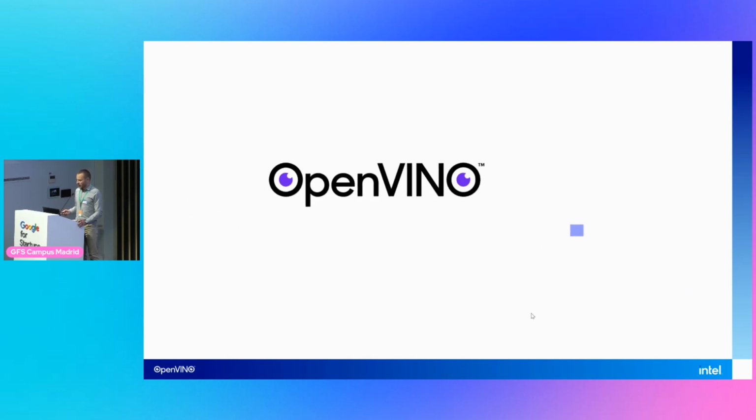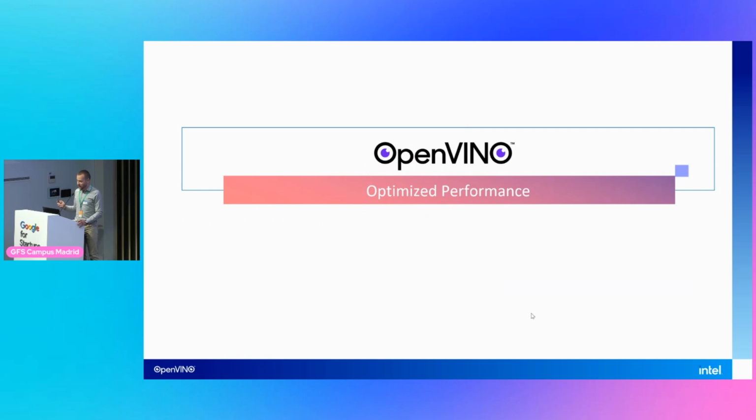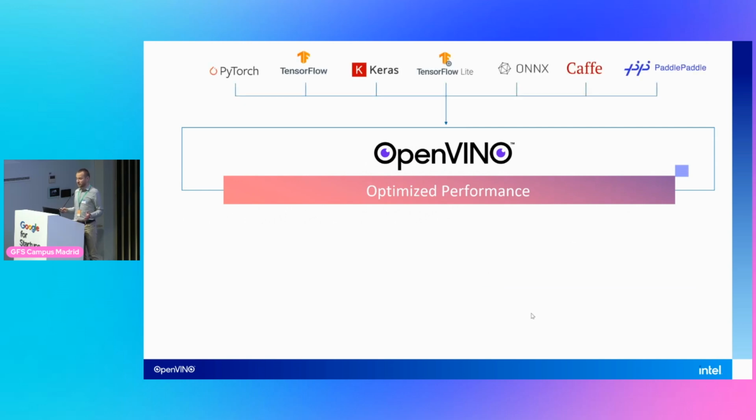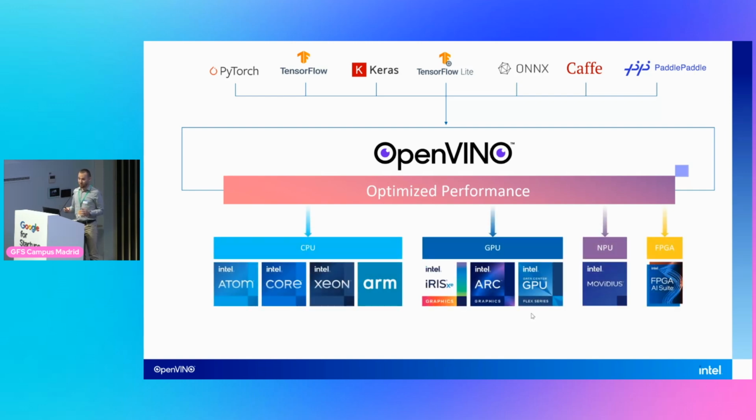And let's assume that you have your model in one of these frameworks: PyTorch, TensorFlow, Keras, TensorFlow Lite, ONNX, Caffe, or Paddle. Then you need to convert that model to OpenVINO format, and you are able to run on many of Intel's hardware like CPUs, Atom, Core, Xeon, but also ARM. We added support for ARM recently, so you are able to run on your Mac, for example, Raspberry Pi, or even Android. We also support GPUs, Intel GPUs, like for example, Iris, and Iris is an integrated GPU.